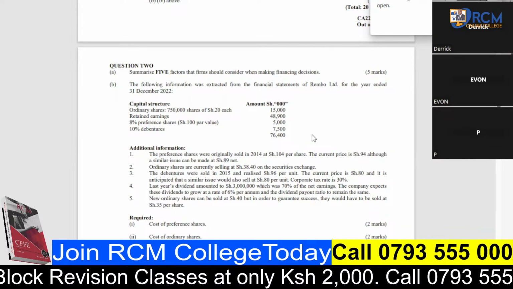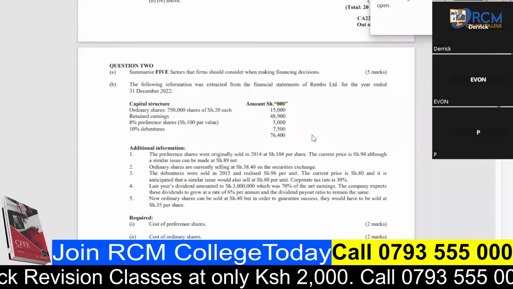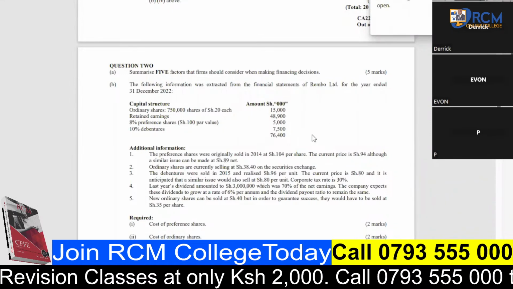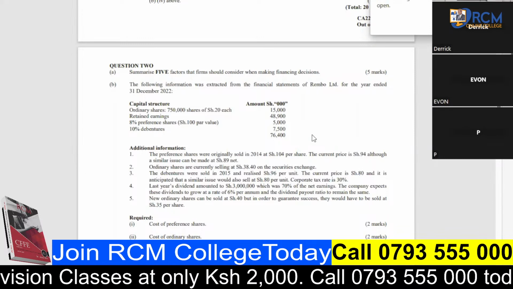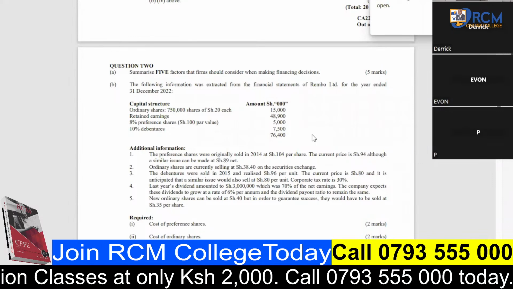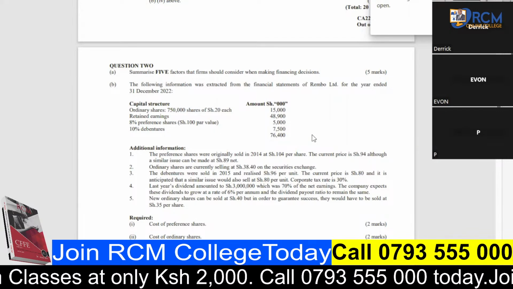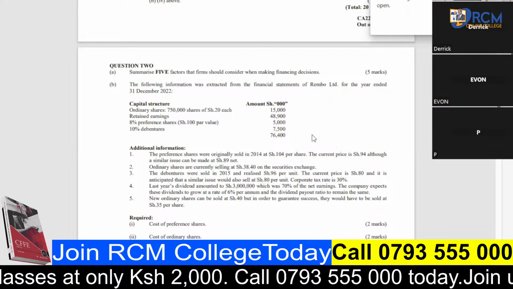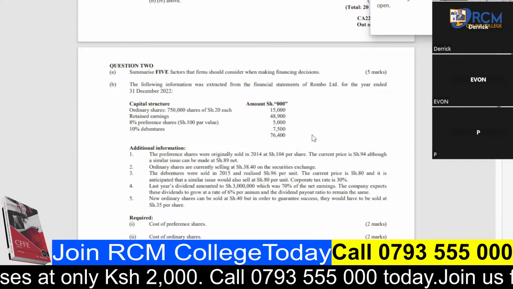Last year, dividends amounted to 3 million, which was 70% of the net earnings. The company expects these dividends to grow at a rate of 6% per annum and the dividend payout ratio to remain the same. New ordinary shares can be sold at 40, but in order to guarantee success, they would have to be sold at 35 per share. Required: cost of preference shares, cost of ordinary shares, cost of debentures, market weighted average cost of capital of the firm.